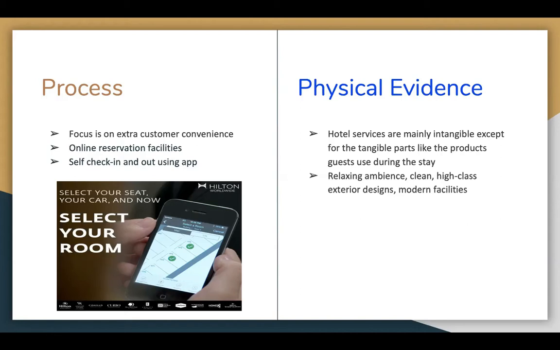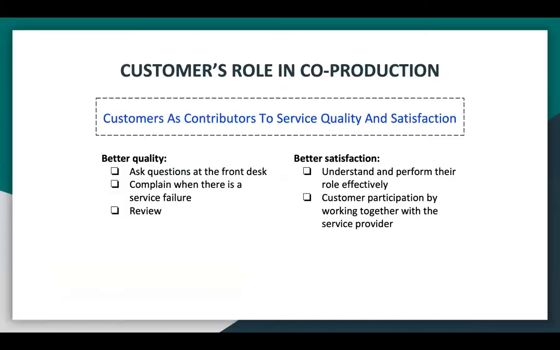As for physical evidence, hotel services are mainly intangible, except for the tangible parts like the products guests use during the stay. Some forms of physical evidence in Hilton KL include relaxing ambience, clean, high-class exterior designs, and modern facilities.